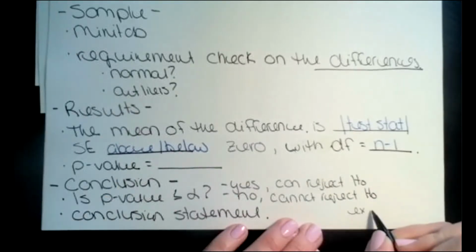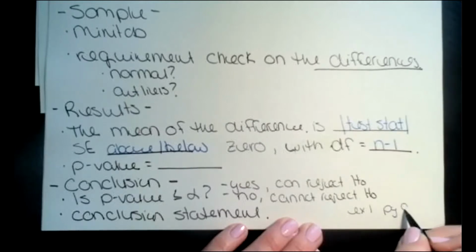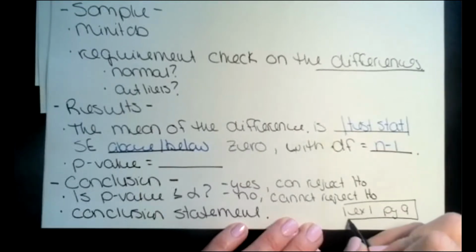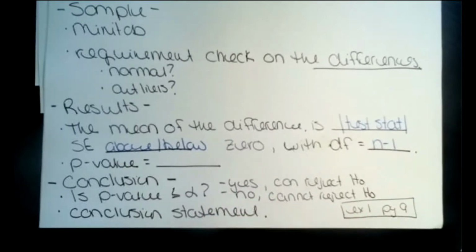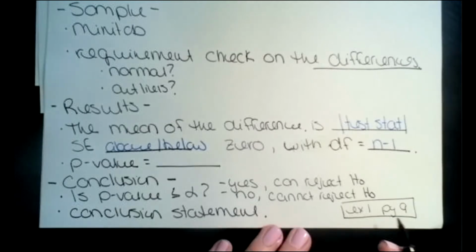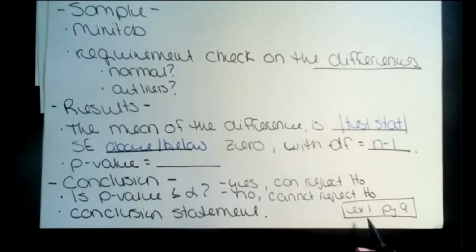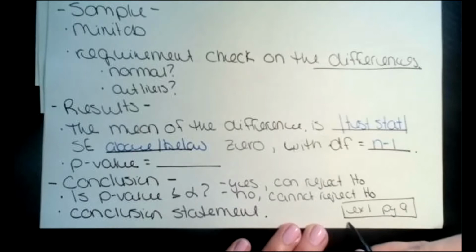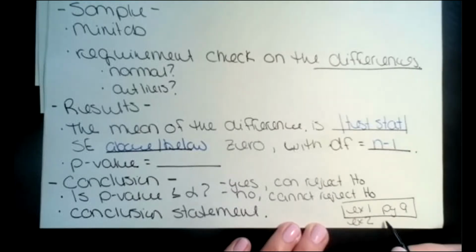Let's take a look at example 1 on page 9. I'm just going to squeeze this in here so I don't bring in a whole piece of paper for that. This example is going to look very similar to last class, but I want you to see it, so you can see that difference for paired versus independent.